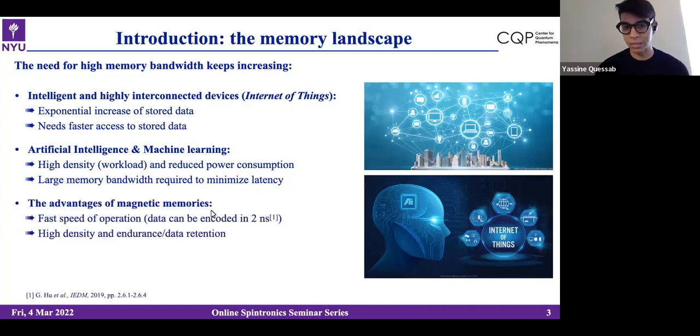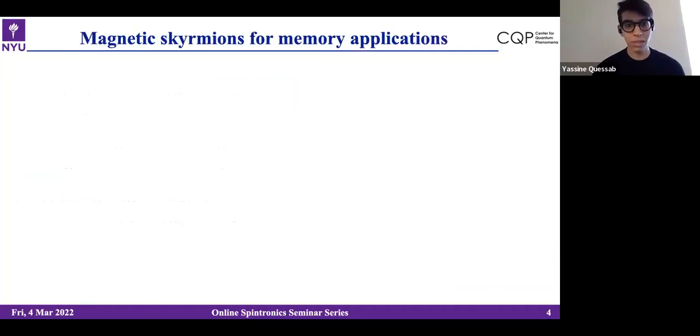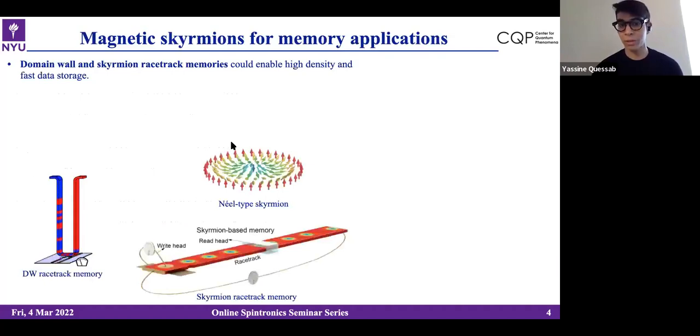And as a matter of fact, magnetic memory, such as spin transfer torque MRAMs, are potentially a good candidate for that. Indeed, recently, a fast encoding of information in less than 2 nanoseconds was demonstrated, and MRAMs are well known to enable high density of storage with great data retention. However, the question is, can we have a memory device, a magnetic memory device that operates in less than 2 nanoseconds or even in the picosecond timescale? And as a matter of fact, domain wall and skyrmion racetrack memories are potentially a good candidate, as they could enable high density and fast data storage.